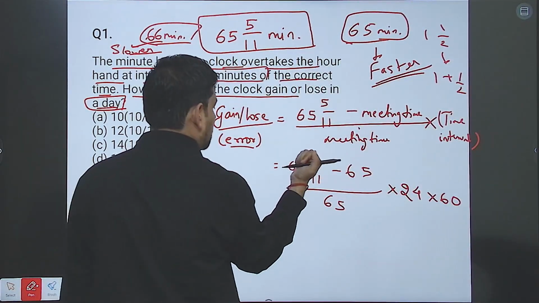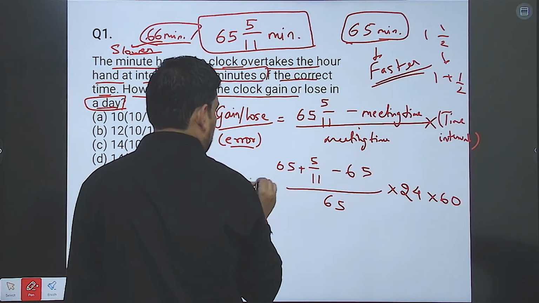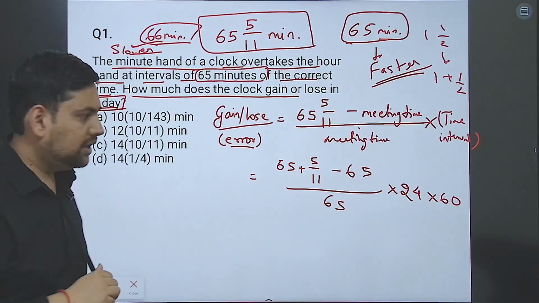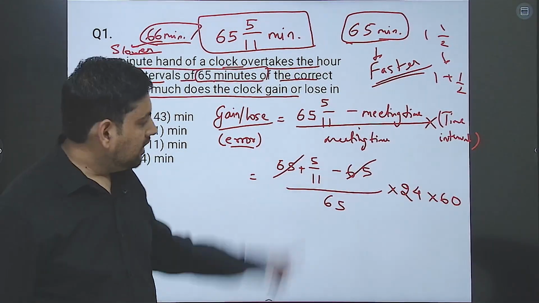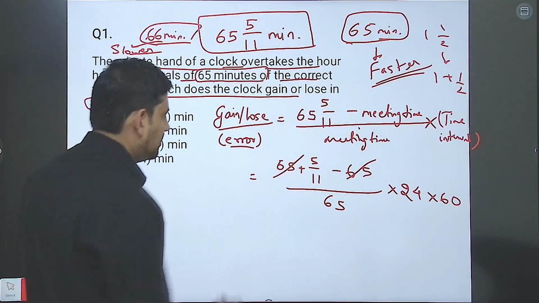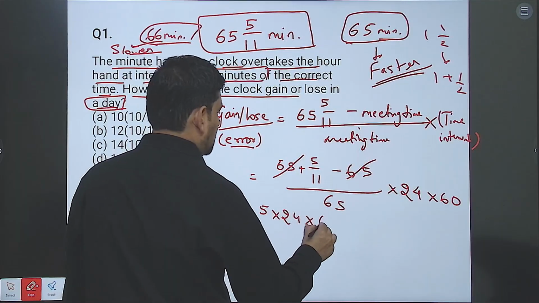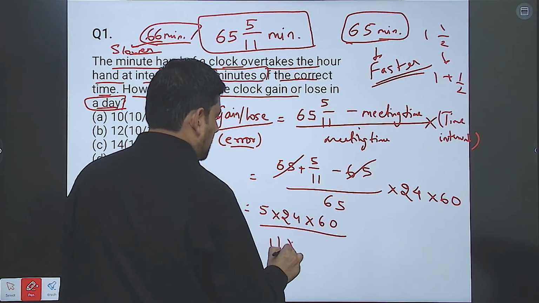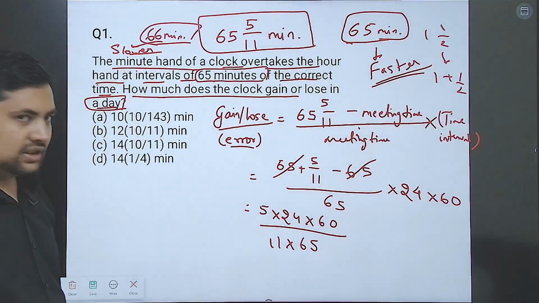Similar thing you can do here also. 65 5 by 11 can be written as 65 plus 5 by 11. Then you do what? 65 and 65 cancel. That's it. 5 by 11, 65. And now just multiply them. So this becomes 5 into 24 into 60 by 11 into 65. How many times will they get cancelled?